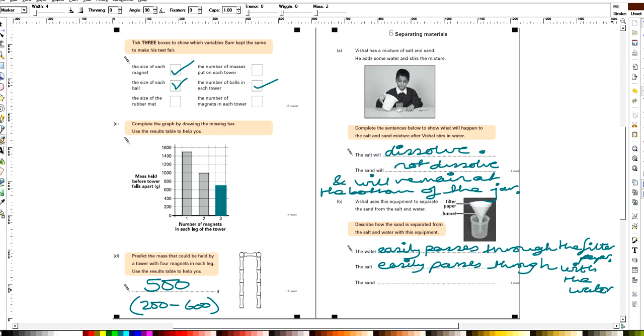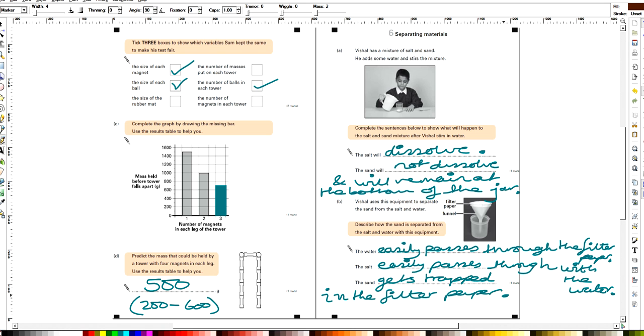So easily pass. Hang on a second. Sand gets trapped in this filter paper and cannot pass through. Gets trapped. I'm just going to write "gets trapped".